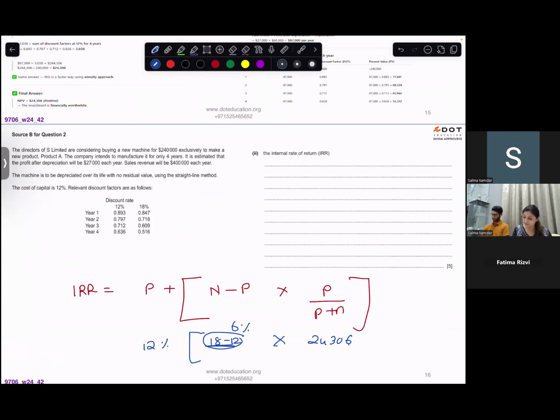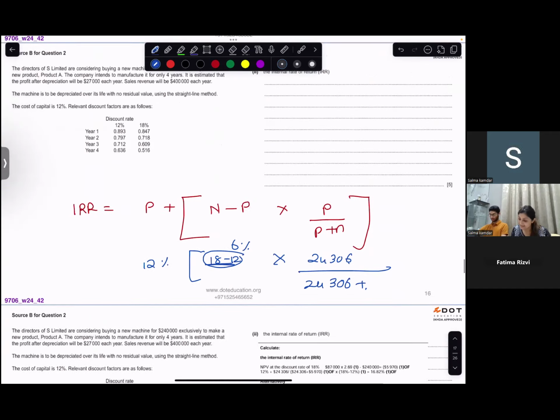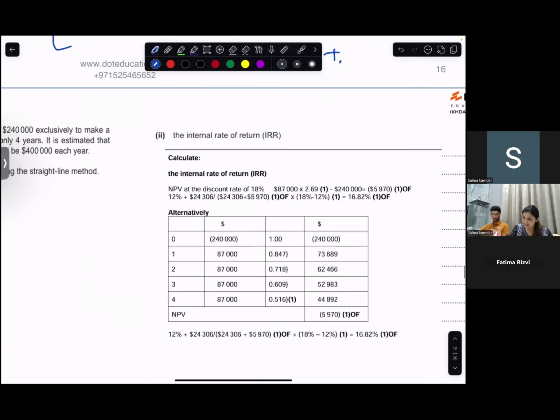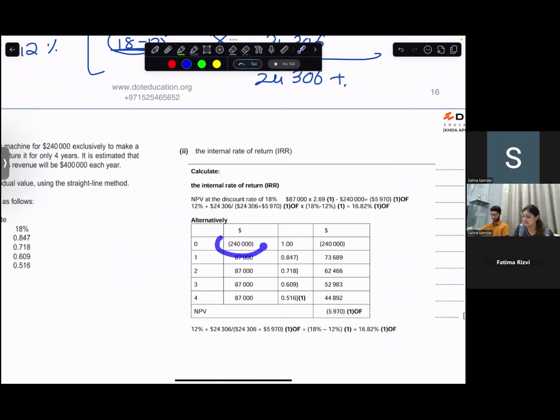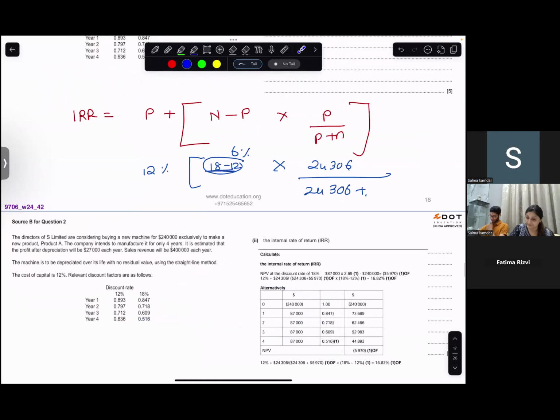Now what do I have to do? You have to find the NPV at the negative rate, that means at 18%. The outflow would remain the same and the inflows would remain the same. I'm going to multiply them with the new discount factors, and I'm going to get the negative NPV of 5970.